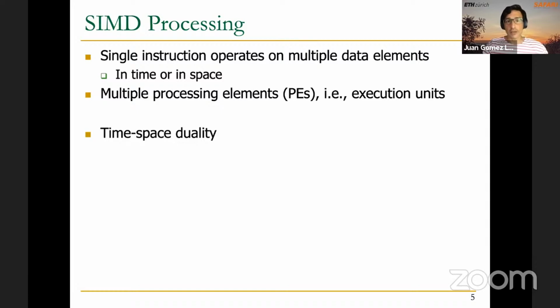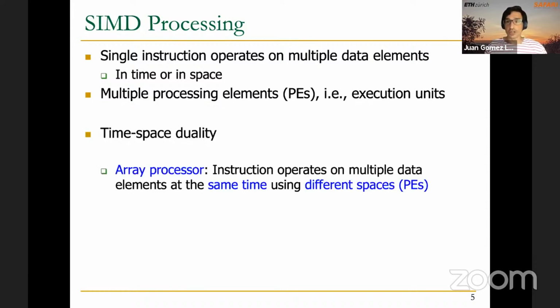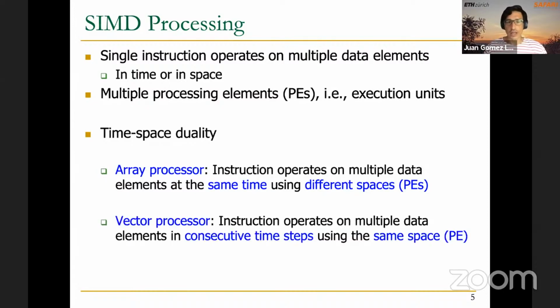So this time-space duality gives us the first classification of SIMD processors, where we distinguish between array processors and vector processors. We are going to see a very clear example in the next slide, but let me first define what an array processor is. It's a processor where one instruction operates on multiple data elements at the same time using different spaces. Okay, so same time, different spaces, while in a vector processor, the instruction operates on multiple data elements in consecutive time steps using the same space.